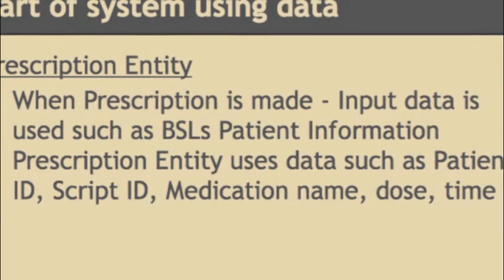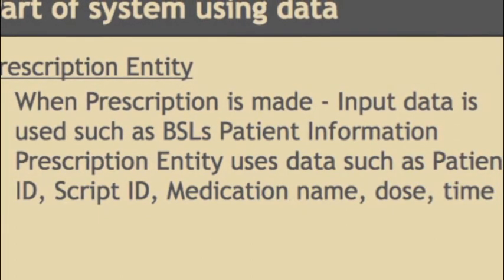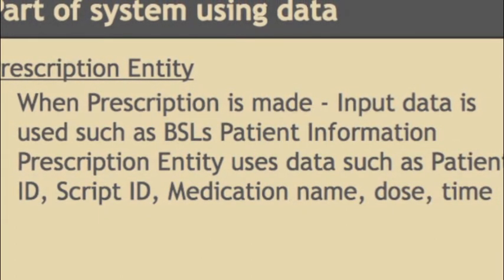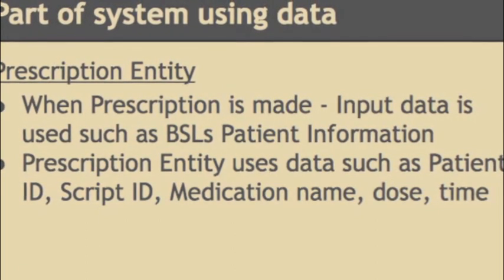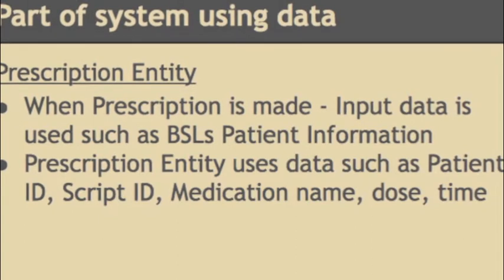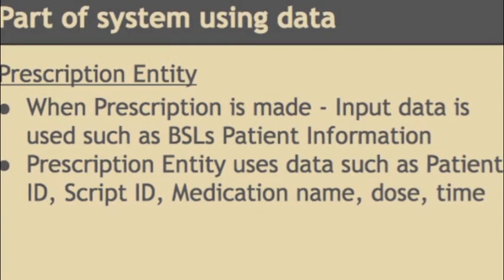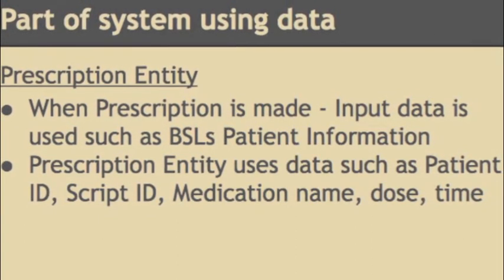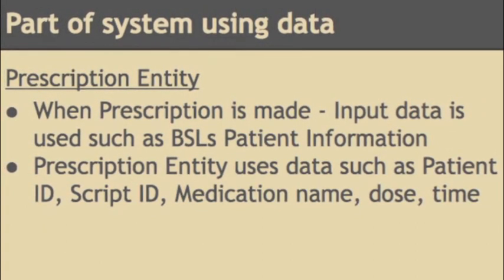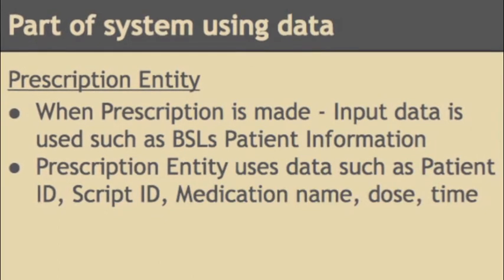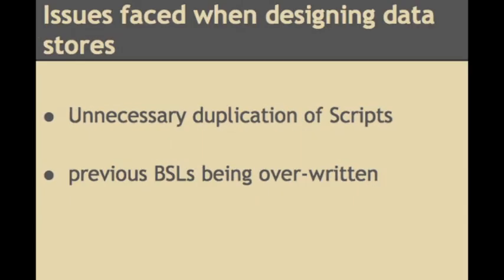The part of our system using data is predominantly the prescription entity. When the prescription is made, a number of input data is used, including blood sugar levels and patient information such as their UR, name, and date of birth, all of which are included on the prescription and on their labels. The prescription entity uses data such as patient ID, script ID, medication name, the required dosage, and the time medication is administered to the patient.